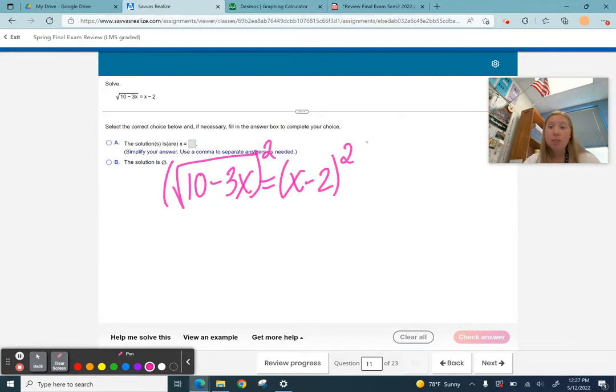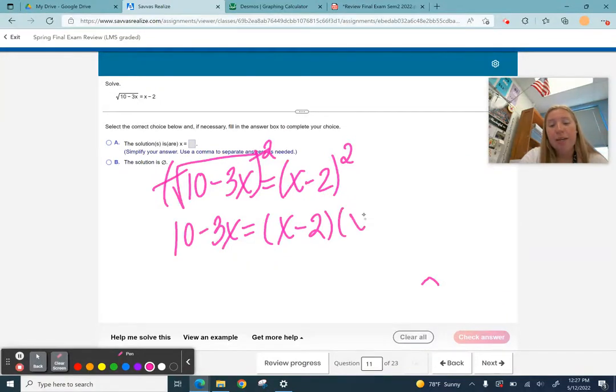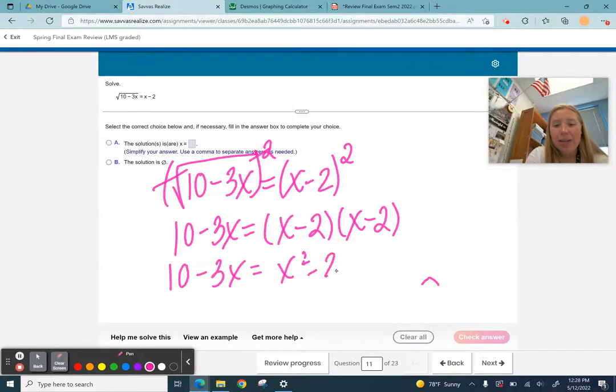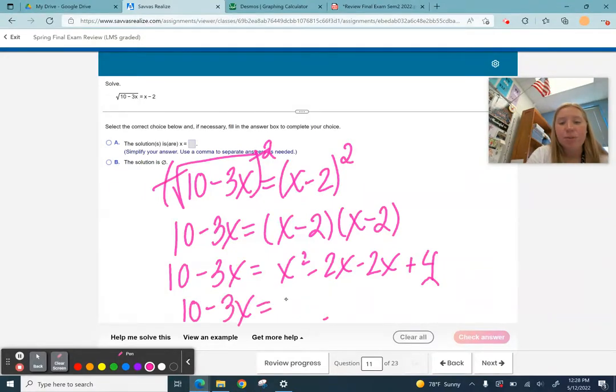And the opposite of square rooting something is squaring it. So what that does is get rid of my radical on the left-hand side. But it does make my right-hand side a little bit more complicated. X minus 2 squared, I will tell you right now, is not x squared minus 4. It is x minus 2 times x minus 2. And then we have to simplify that by double distributing. X times x is x squared minus 2x minus 2x. Negative 2 times negative 2 is positive 4. This simplifies to be 10 minus 3x equals x squared minus 4x plus 4.